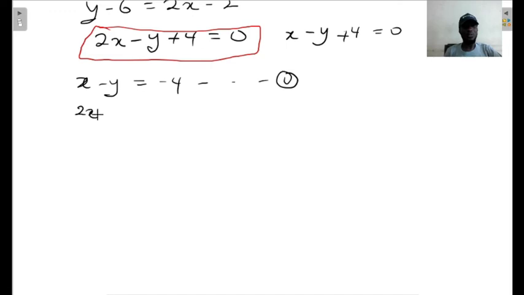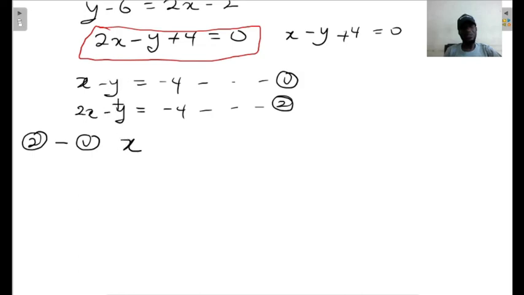Then 2x minus y equals negative 4, equation 2. With this, it will be very easy for me to eliminate y by subtracting. So I'll do equation 2 minus equation 1. 2x minus x will give us x. This minus this will be 0 already. And then this minus this will be 0. So x equals 0.